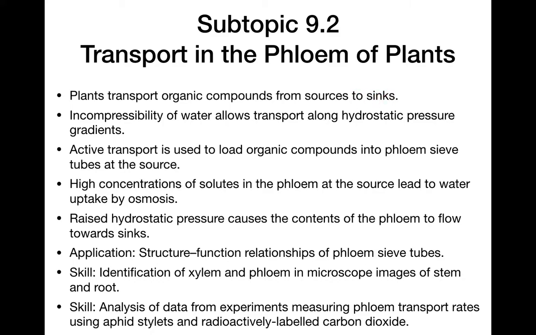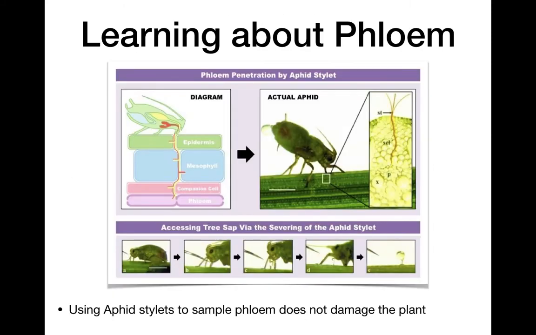We're talking about the properties of water, the incompressibility of water that allows this to happen along hydrostatic pressure gradients. We're going to talk about active transport in this process and the different solute concentrations. It's going to lead water to be taken up by osmosis. We're talking about hydrostatic pressure again and how that's causing flow, called mass flow of phloem. And we're going to talk about these experiments they did with aphid stylets. These two things here, the application skills, we did them last class, talking in detail about the structure and function of phloem.